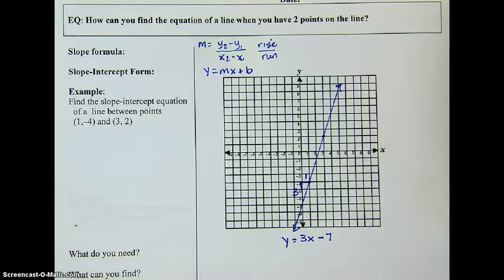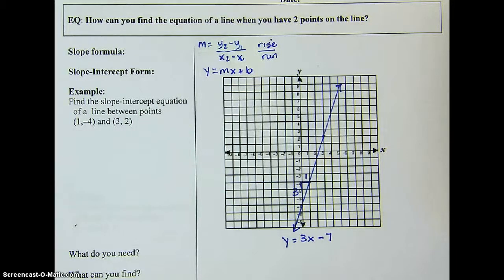But now we're going to do the same thing, but we're going to figure out what it is non-graphically. And you're going to say, oh, Mrs. Woolley, why can't I just graph it? Well, what if you didn't have graph paper? Or what if the points were really huge and really large? It's actually a lot faster to do this mathematically. Alright, so let's look and see.